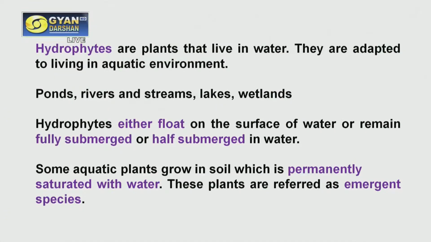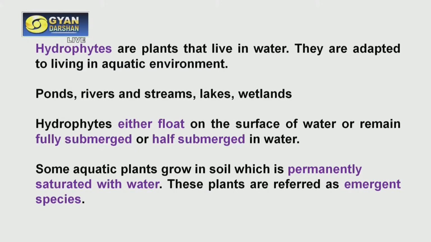So these are some of the things which we are going to discuss today. Number one, how do you classify the hydrophytes? And number two, how each of these classes of hydrophytes develops certain features which enable them to remain or survive in the aquatic environment. So hydrophytes either float on the surface of water or remain fully submerged or half submerged in water.